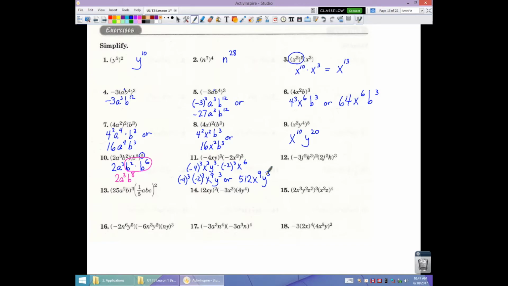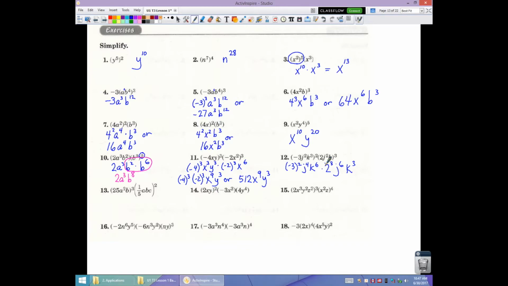Number 12, very similar to number 11. We need negative 3 squared j to the 4th, k to the 6th, times 2 to the 3rd, j to the 6th, k to the 3rd. Notice I can put this negative 3 in parentheses because it was a negative number being raised to a power, but I didn't have to do that with the 2 to the 3rd because it's positive.